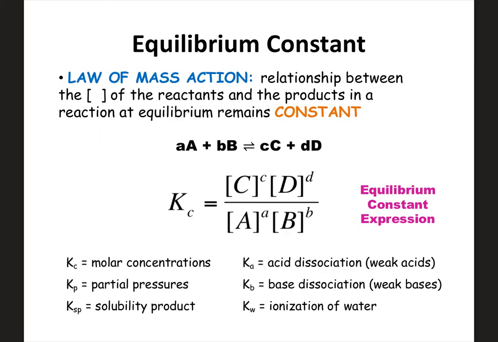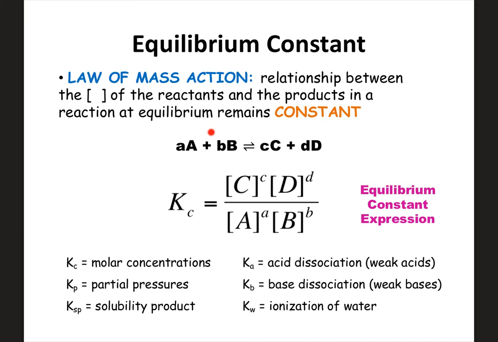This brings us to the idea of the law of mass action and the equilibrium constant. The basic gist here is that if you look at the relationship between the concentration of the reactants and products for a reaction at equilibrium, that relationship is going to be constant. So if we have our generic reaction here, A plus B going to C and D, but it's in equilibrium with each other.